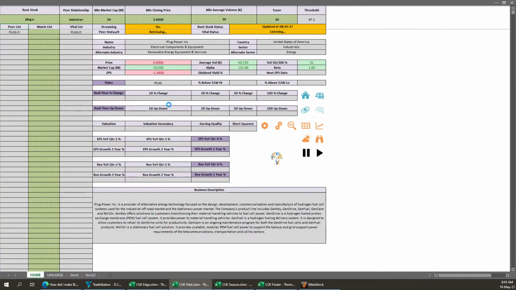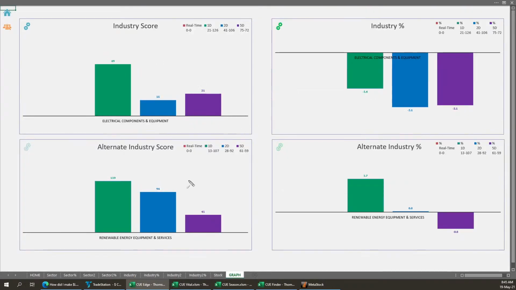While it is retrieving data, I'm going to check the industry. It's a renewable energy industry. So we may look at the alternate industry, renewable. It's not really an electrical components and equipment stock. It's renewable energy, so I'm focusing on the alternate industry. The relative score is nicely going up. Over 5 days it was down. Over 2 days somewhat down. Yesterday it went up, and I could see that in real time.